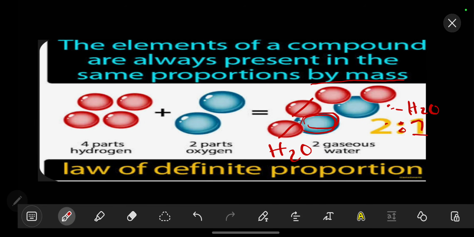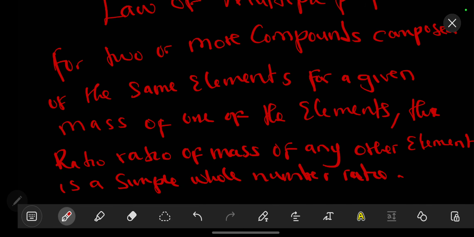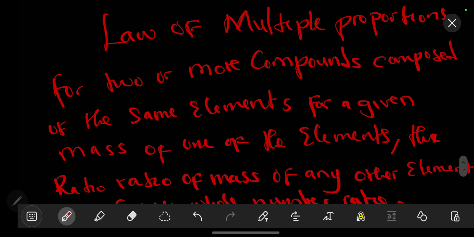Let's look at our last law, which is the law of multiple proportion. The law of multiple proportion simply states that for 2 or more compounds composed of the same elements, for a given mass of any one of the elements, the ratio of the masses of any other element in the compounds is a simple or small whole number ratio. Let me explain that. This is one of the longest laws, so now let me clarify it.